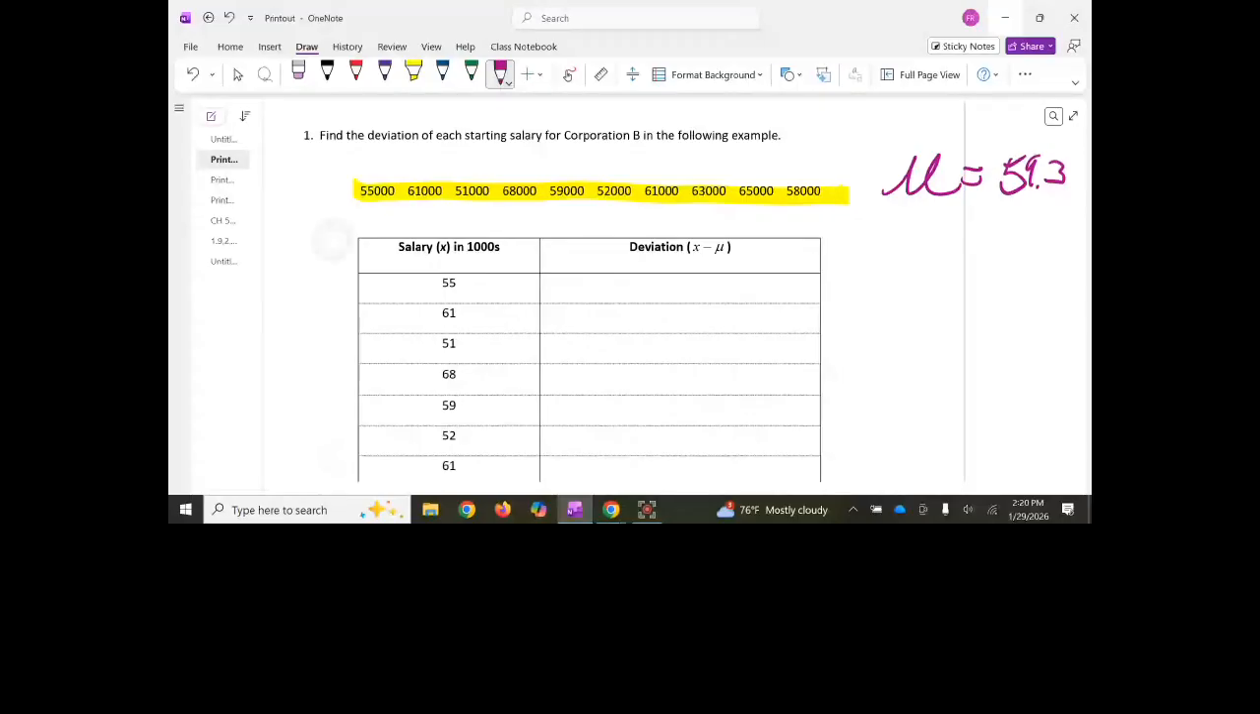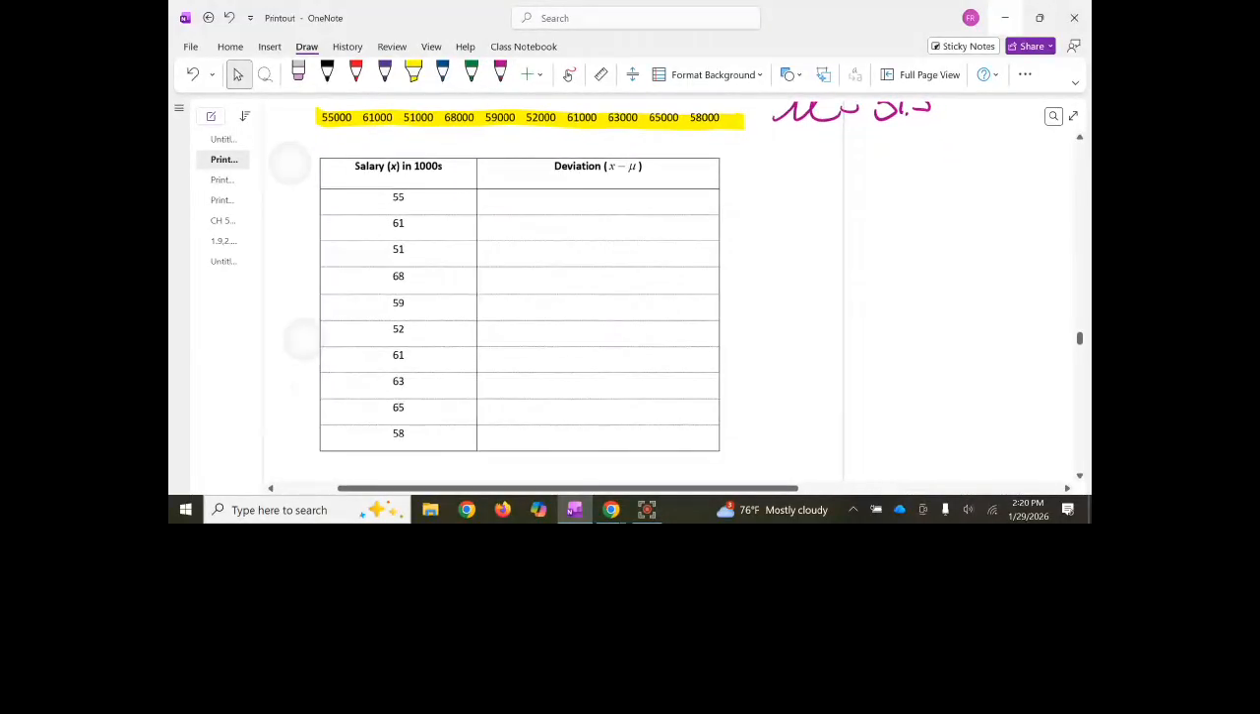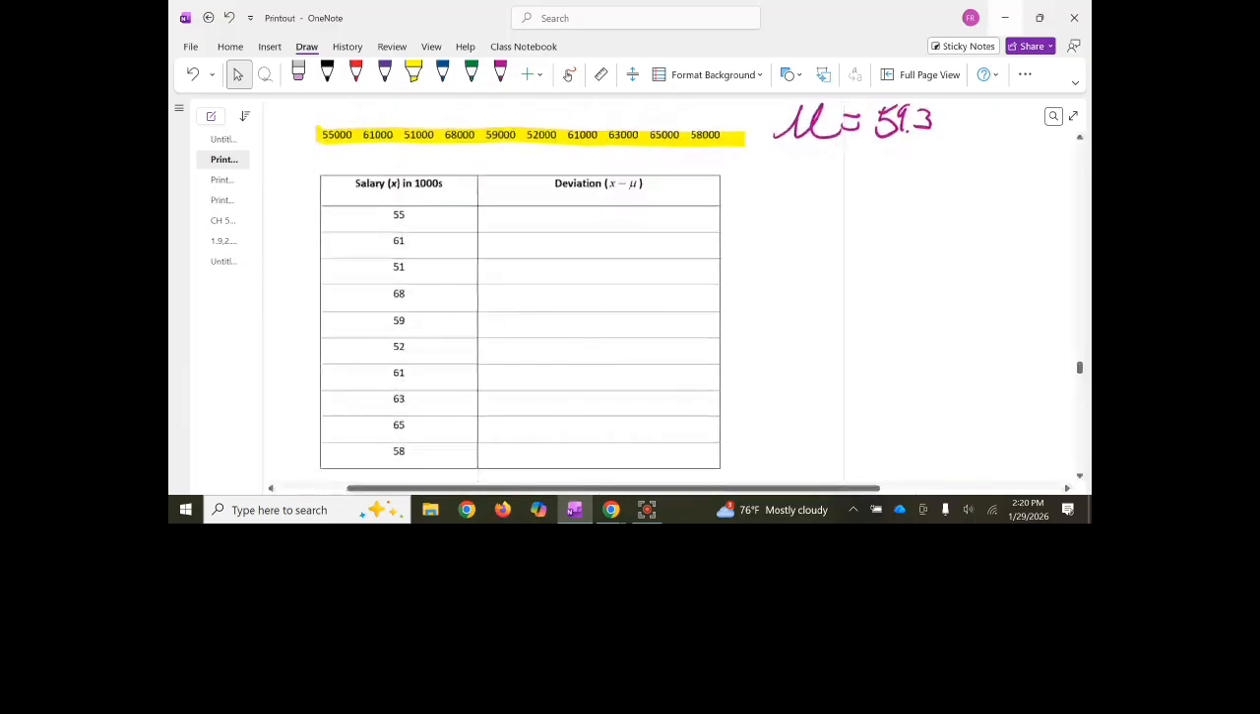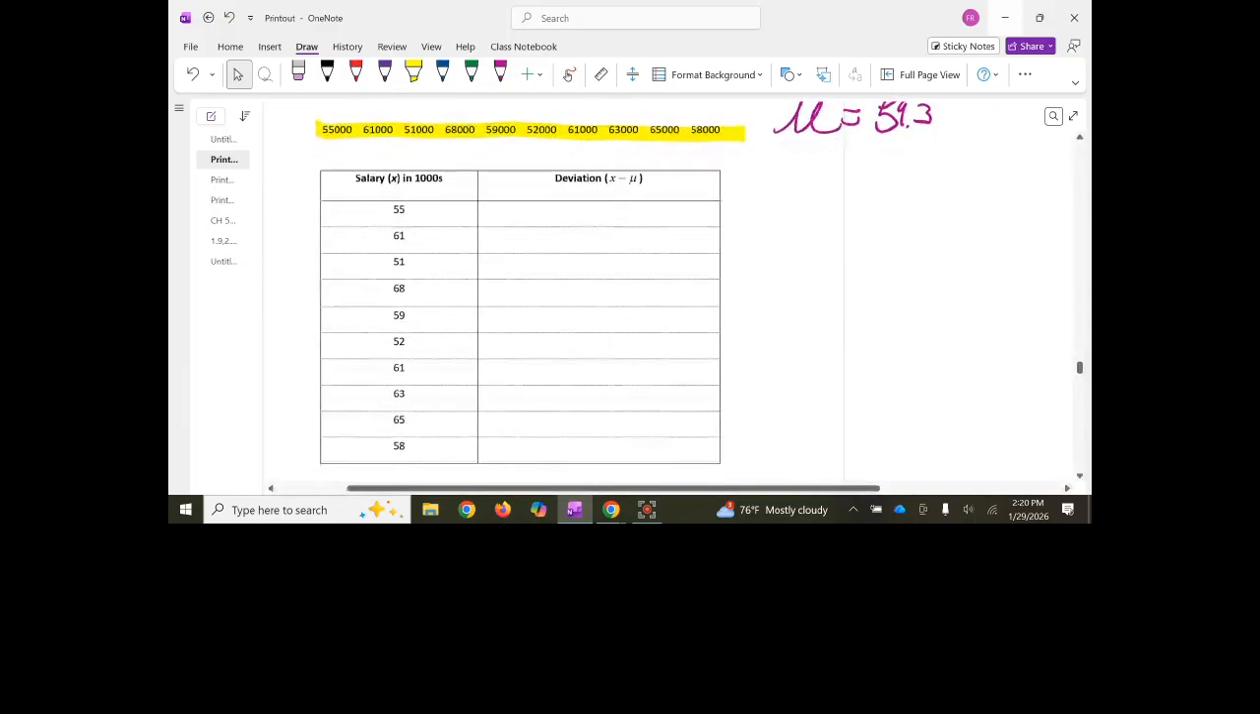What we're trying to do here at least: if we know what everybody makes and we know what the average salary is, some people make more than the average, some people make less than the average. Let's figure out who makes more, who makes less, and then find the average of those differences. You know what I mean? If you're making 60 something, you're making more than the average. If you're making under 59, you're making less than the average. Let's find the average of those differences.